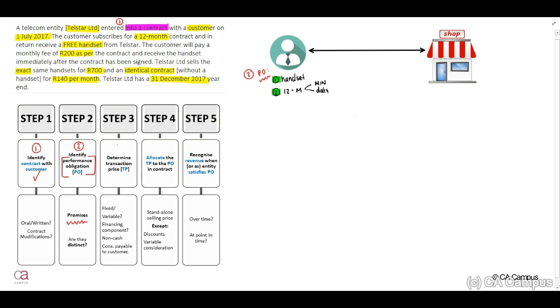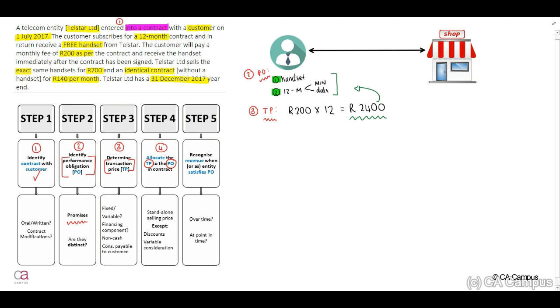Step 3, we need to determine our transaction price. Now, what is the consideration that our customer is going to pay the entity? Our customer will pay a monthly fee of 200 Rand. Therefore, our transaction price will be the 200 Rand per month times 12 months, and this will be 2,400. Now this is our transaction price. Step 4, we need to allocate the transaction price to our performance obligation. We now need to allocate this 2,400 to our handset and our 12-month subscription.